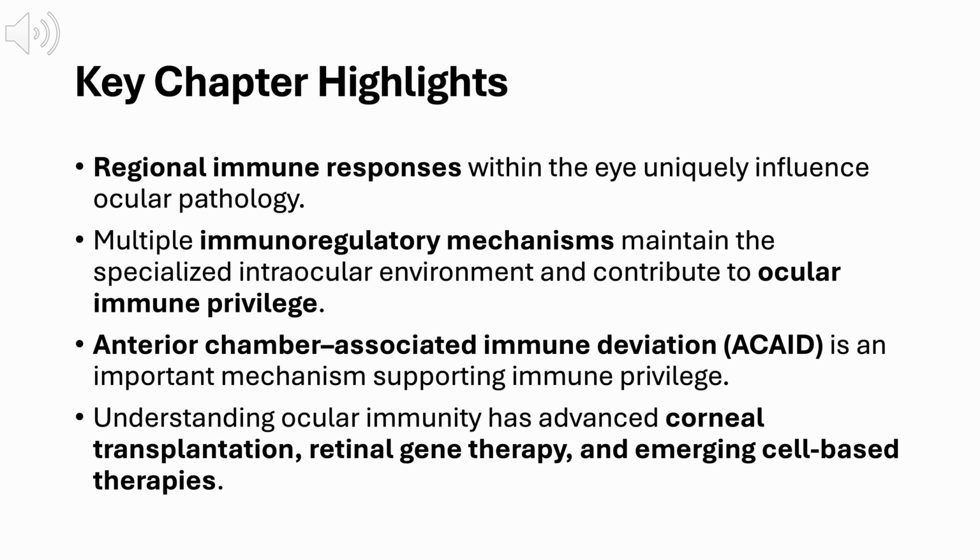Before we get into specifics, here are the 4 ideas that organize everything that follows. First, immune responses in the eye are regional. The same antigen can provoke very different reactions depending on where in the eye it lands, and that regional behavior drives ocular pathology. Second, the eye maintains a specialized internal environment through multiple overlapping immunoregulatory mechanisms, and together these produce what we call ocular immune privilege. Third, one mechanism deserves special attention: anterior chamber-associated immune deviation, or ACAID, which we'll return to repeatedly as the best characterized example of privilege in action.